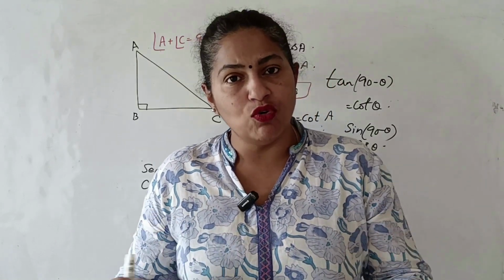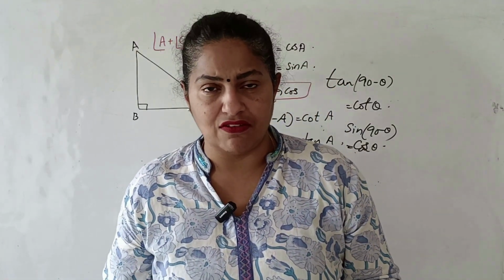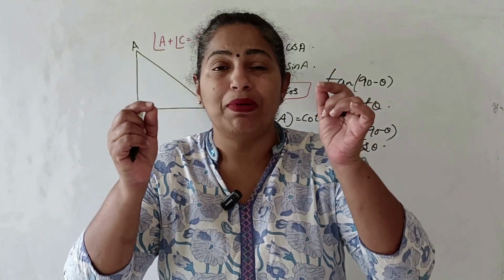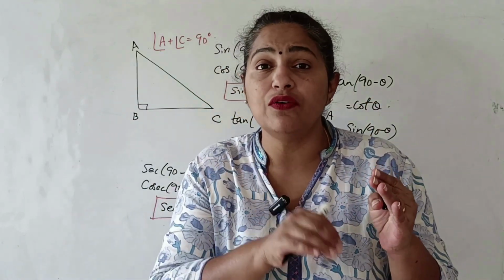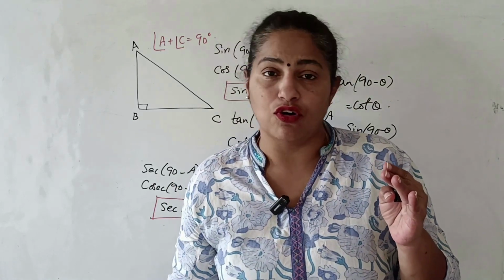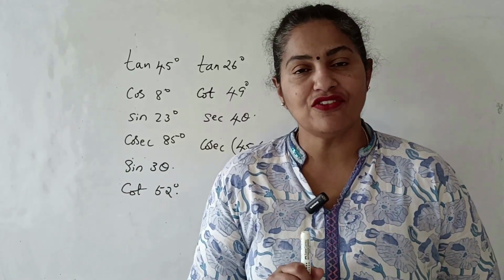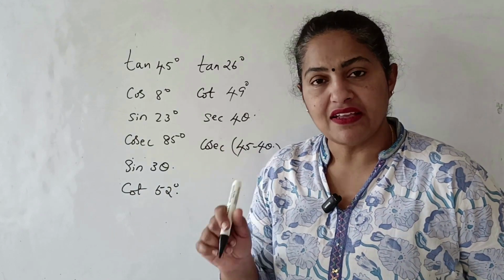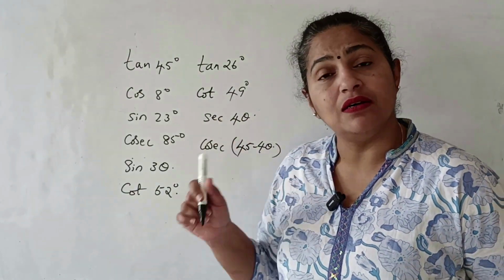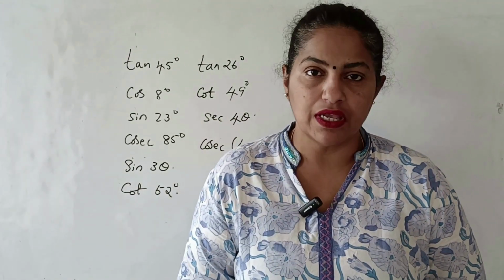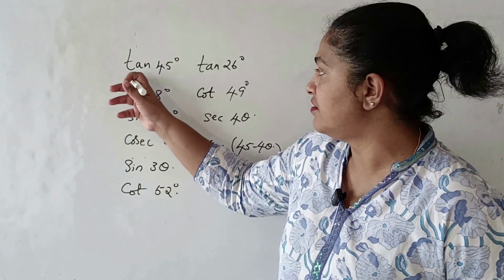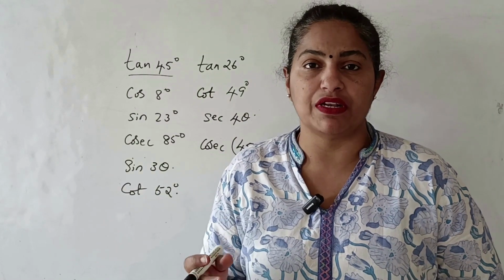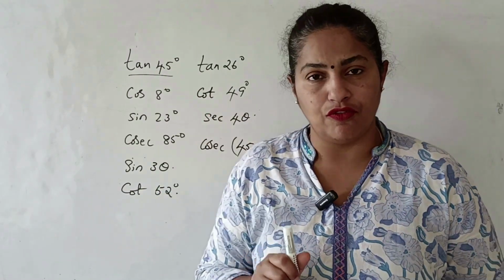Now, before we move on to the sums given in the NCERT textbook, let us break it down into smaller parts so that you get a clear understanding of where you need to apply the complementary angle formulas. Let us start with the basic. Express each of these in terms of its complementary angles. Whatever we have learned about complementary angles, you have to use that and change each one of them into its complementary one. So the first one is tan 45.